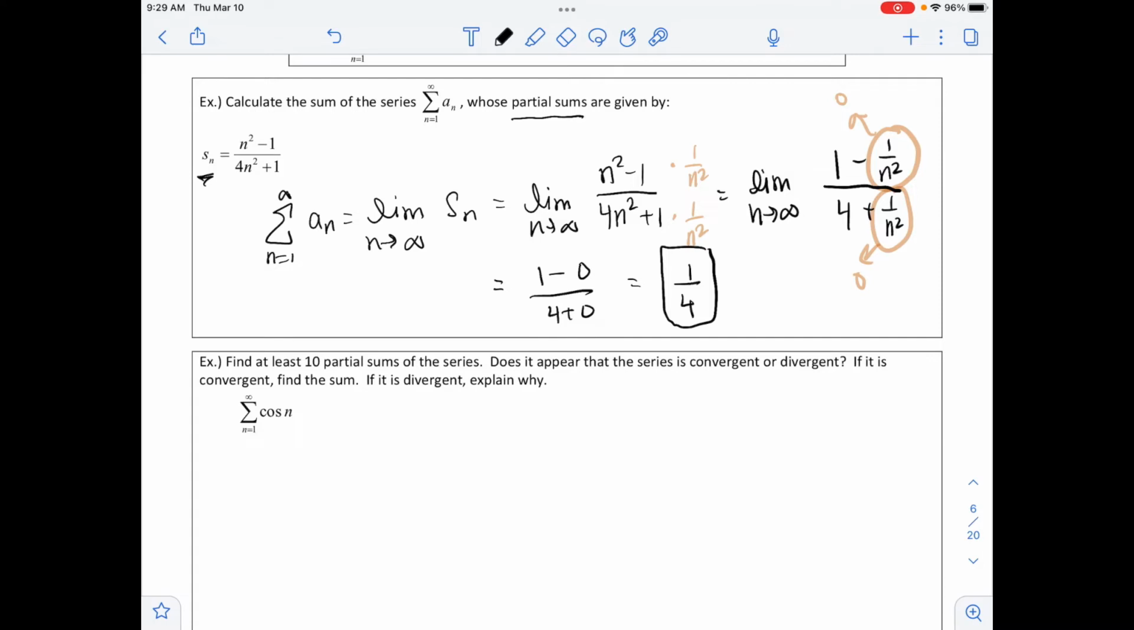So the next example says find at least 10 partial sums of the series. Does it appear that the series is convergent or divergent? If it is convergent, find the sum. If it's divergent, explain why. So for the first thing here, we have the sum as n equals 1 to infinity of cosine of n.